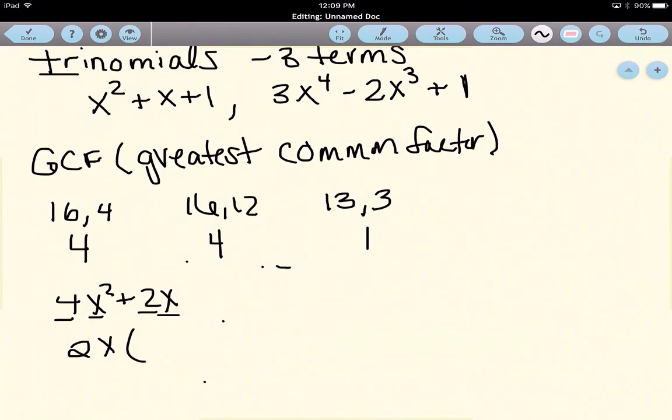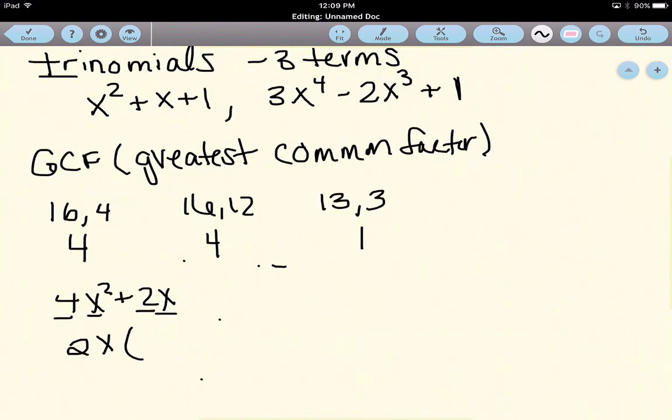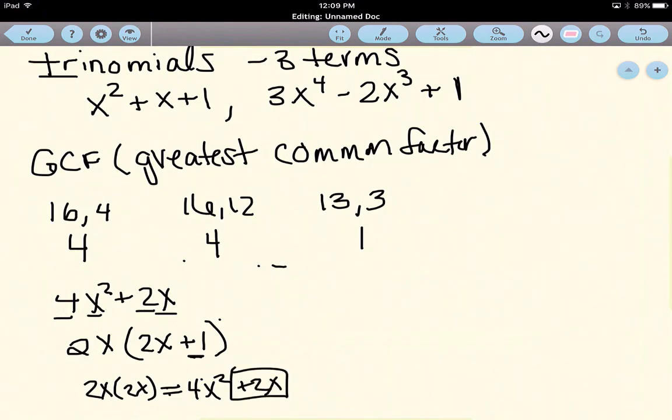What I have remaining is, if I divide 4x squared by 2x, I have 2x left over. If I divide 2x by 2x, I have 1 left over. You want to make sure that you write down this plus 1, because if you just left it as 2x times 2x, you would get 4x squared, not 4x squared plus 2x. So we don't want to lose that last factor.